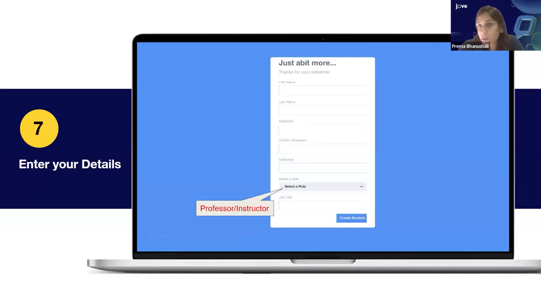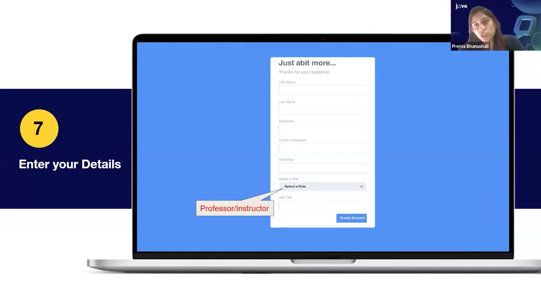Once you click on the verification email link, you will be asked to put in a little more data, for example, your first name, your last name, your password, and institution name. I would recommend that all faculty members always select their role as professors, instructors. This also applies to PhDs who are teaching assistants, so that they are able to then embed.